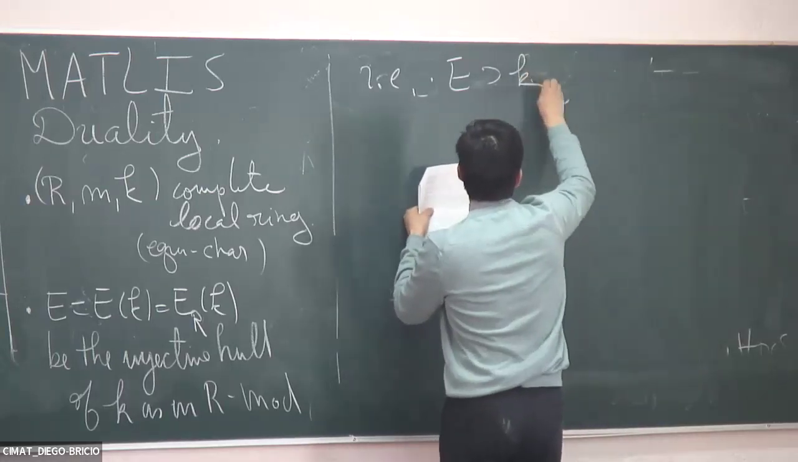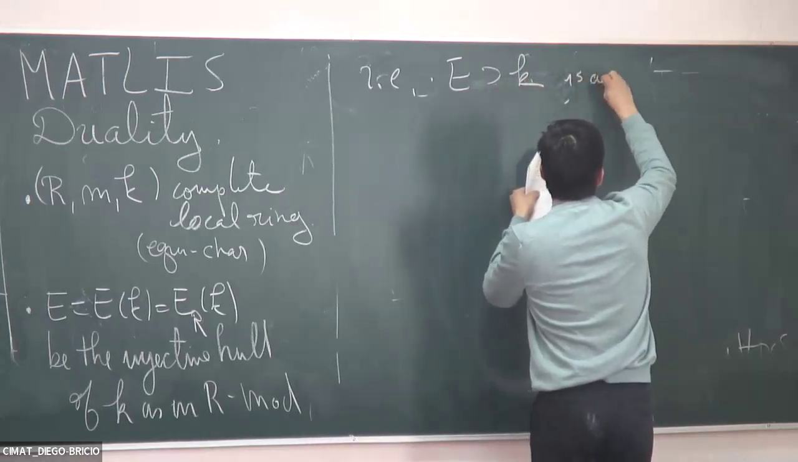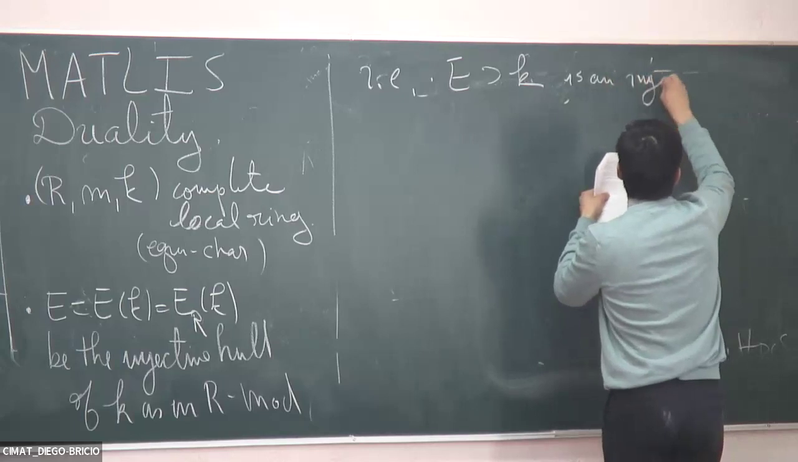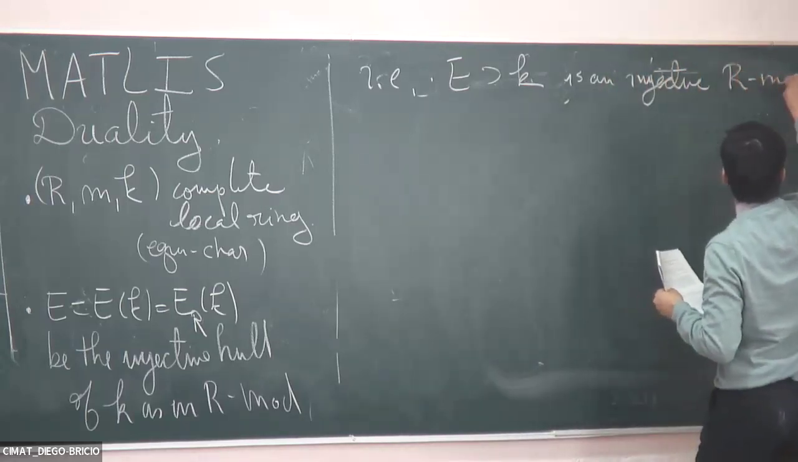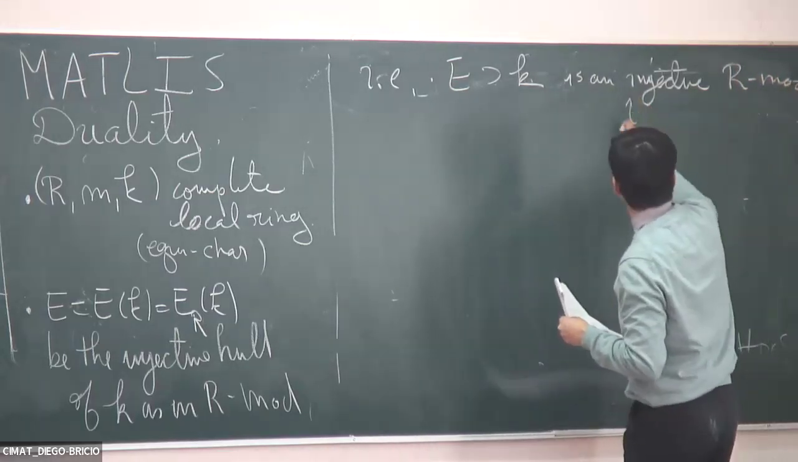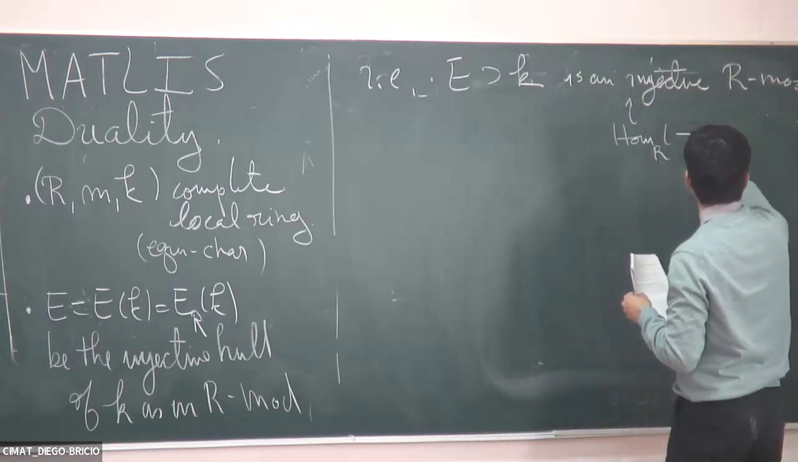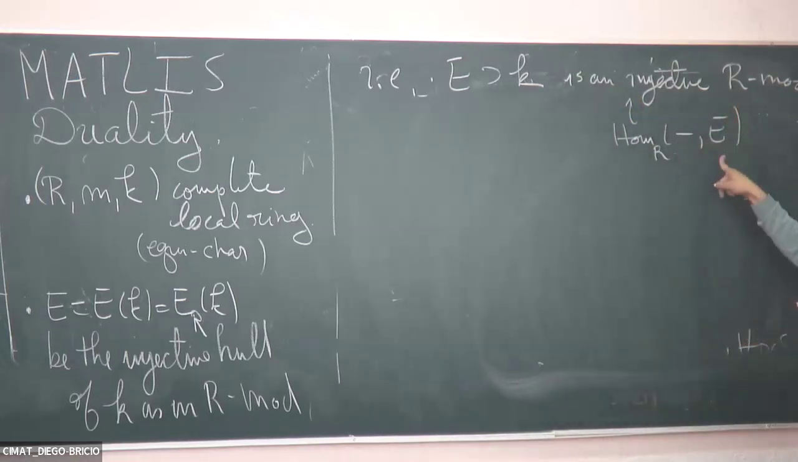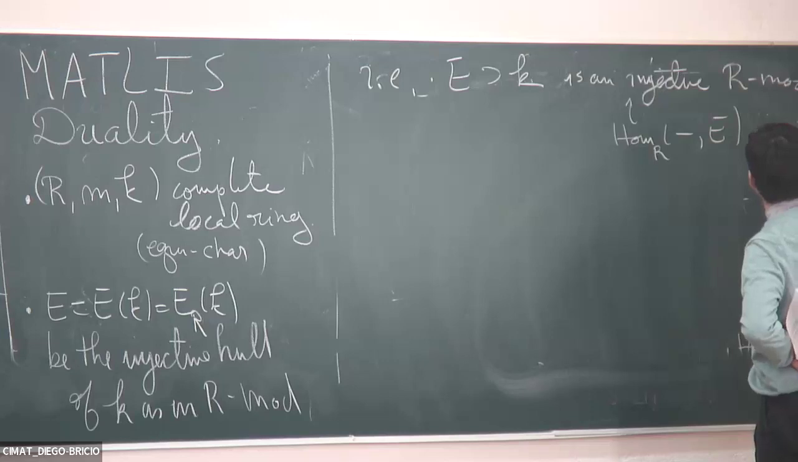So the first thing E has is that it contains K and it's an injective R module. That's the first thing you want. What does injective mean? It means that the functor Hom into E, which gives you a contravariant functor, is exact.